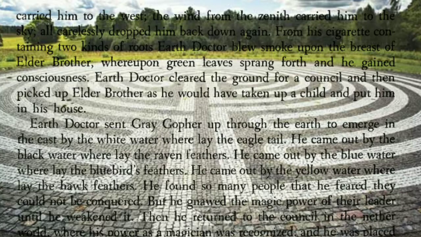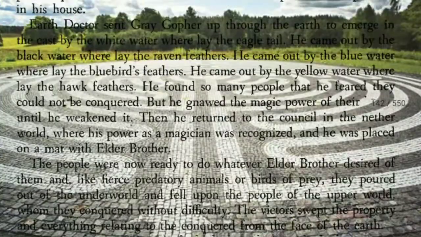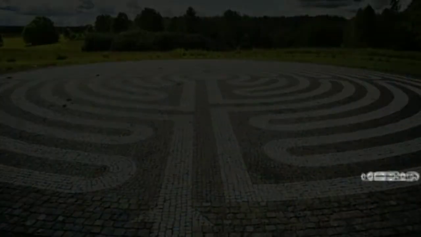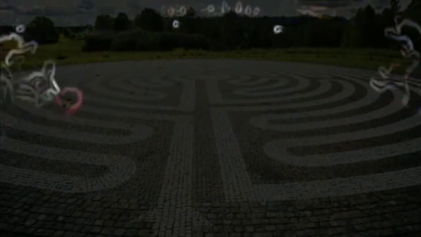Okay, so then he returned to the council in the netherworld, where his power as a magician was recognized, and he was placed on a mat with Elder Brother. People were now ready to do whatever Elder Brother desired of them. Like fierce predatory animals or birds of prey, they poured out of the underworld and fell upon the people of the upper world, whom they conquered without difficulty. The victors swept property and everything relating to the conquered from the face of the earth.